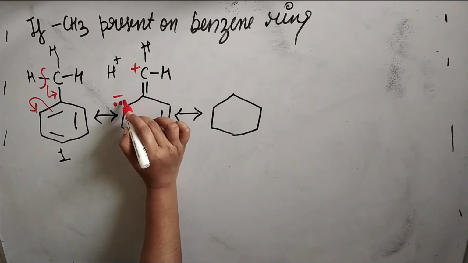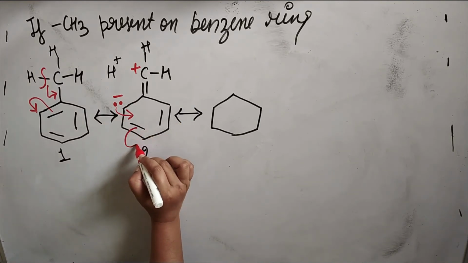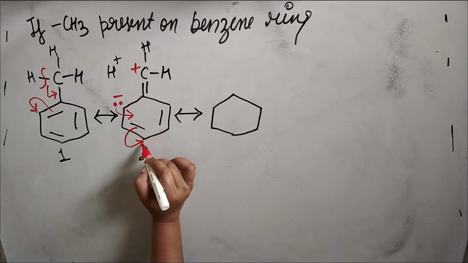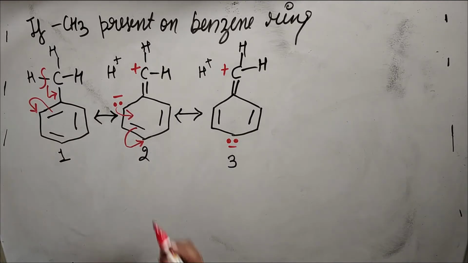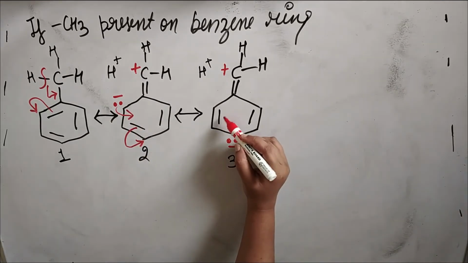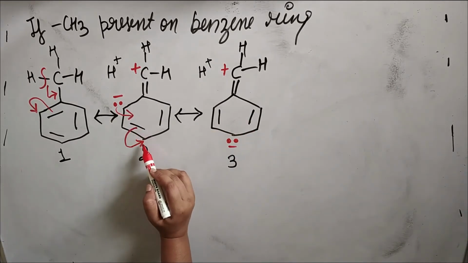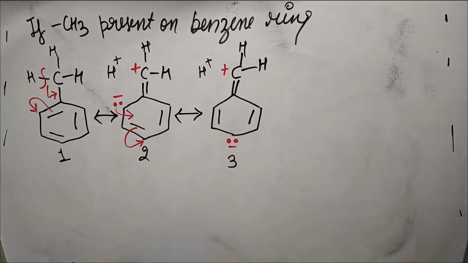Here again these electrons will move inside the ring because of resonance, and this bond's electrons will shift here. So this is the third structure, where the shifting of electrons inside the ring will make a double bond, and this bond will break and the electrons will move here, and this para position will get a negative charge. So this is the third structure.